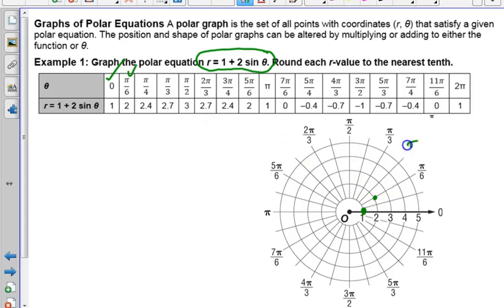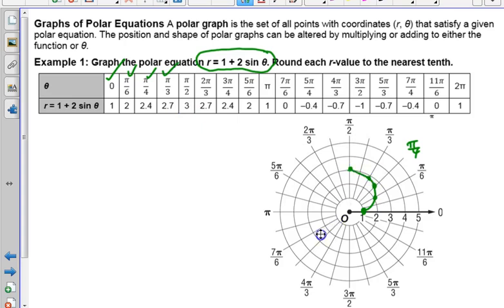Pi over 4 would be this guy. Go out to 2.4, somewhere in here. Now this is going to be a smooth curve as we go. Okay. Then it says pi over 3. We're going to go out a little further to 2.7, still not to 3. And then at pi over 2, we're finally to 3.